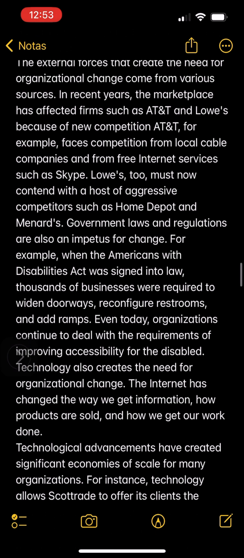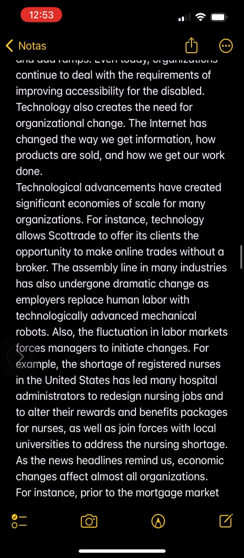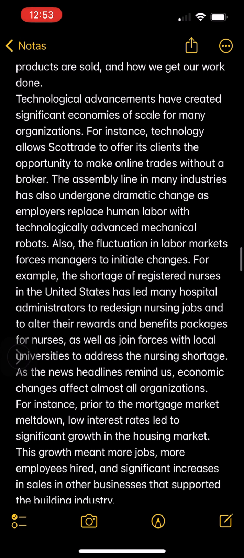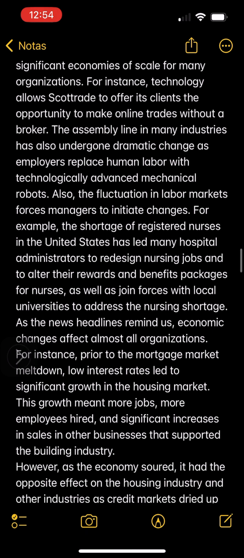Employee attitudes, such as increased job dissatisfaction, may lead to increased absenteeism, resignations, and even strikes. Such events will, in turn, often lead to changes in organizational policies and practices.